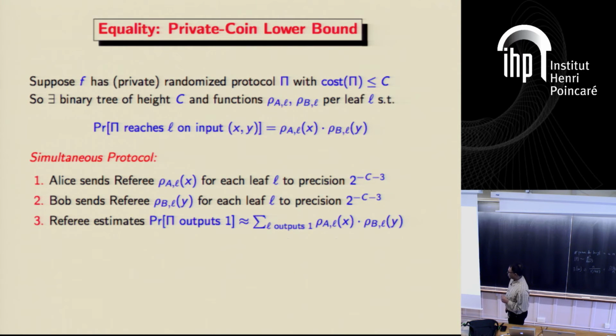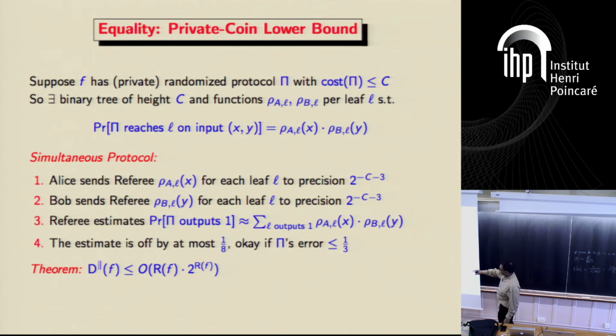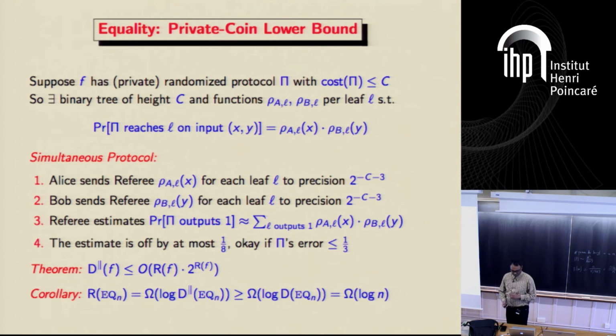Okay. So why 2 to the minus c? Well, this guarantees that the estimate is off by how much? There are at most 2 to the c terms in this summation, because that's how many leaves there are in a binary tree of height c. And if each estimate is off by 1/8 of 2 to the minus c, then the whole estimate is off by at most 1/8. So if the original protocol had error of at most 1/3, then this 1/8 additive error in estimation doesn't really change the game. So the referee can use this information. Okay. So if you stare at this, you'll see that the amount of communication being used guarantees that we've got a deterministic protocol with cost at most that much. So randomized complexity times 2 raised to randomized complexity.